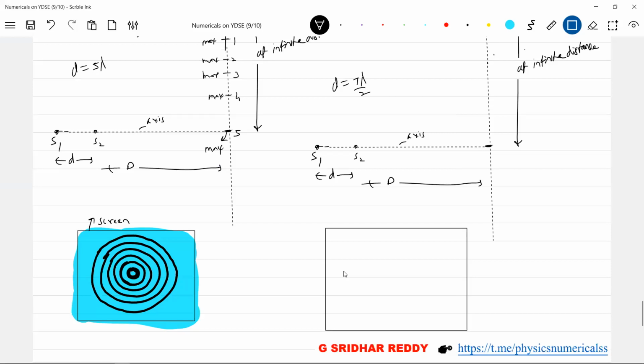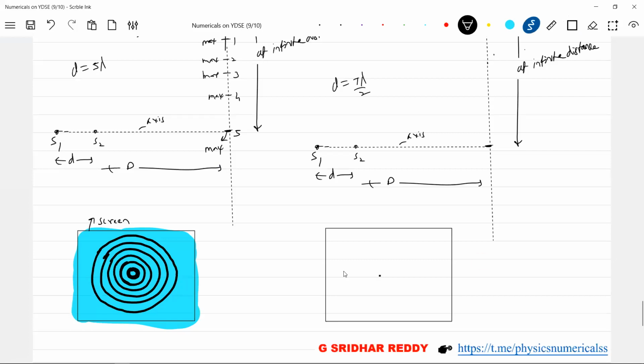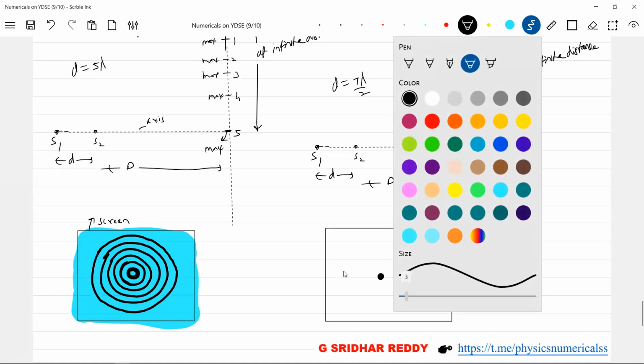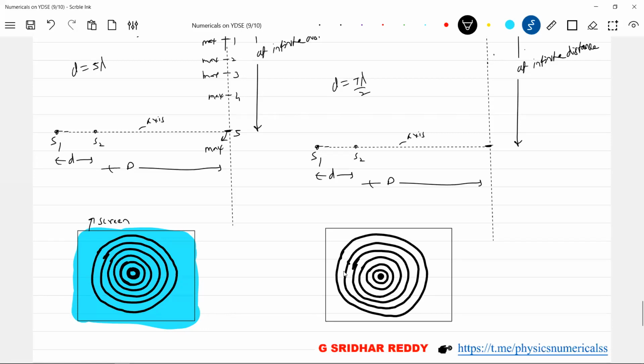So this chapter again is unlimited. It will keep on stretching as we keep on introducing conditions. Let me draw the pattern. Okay, this is the screen.